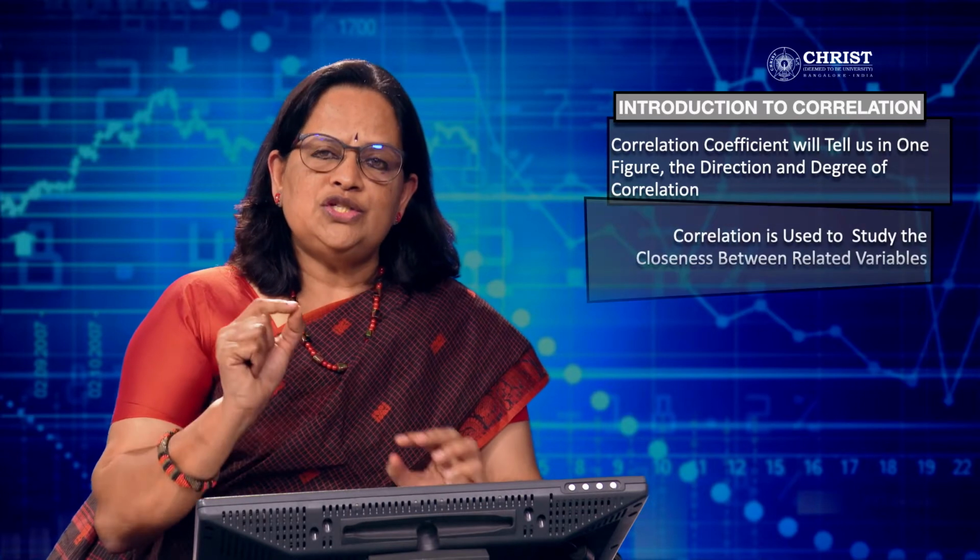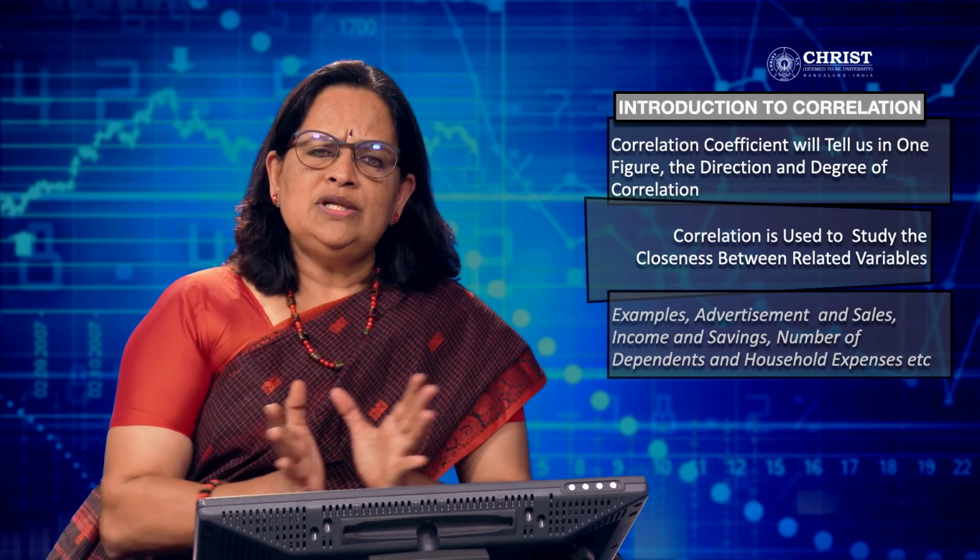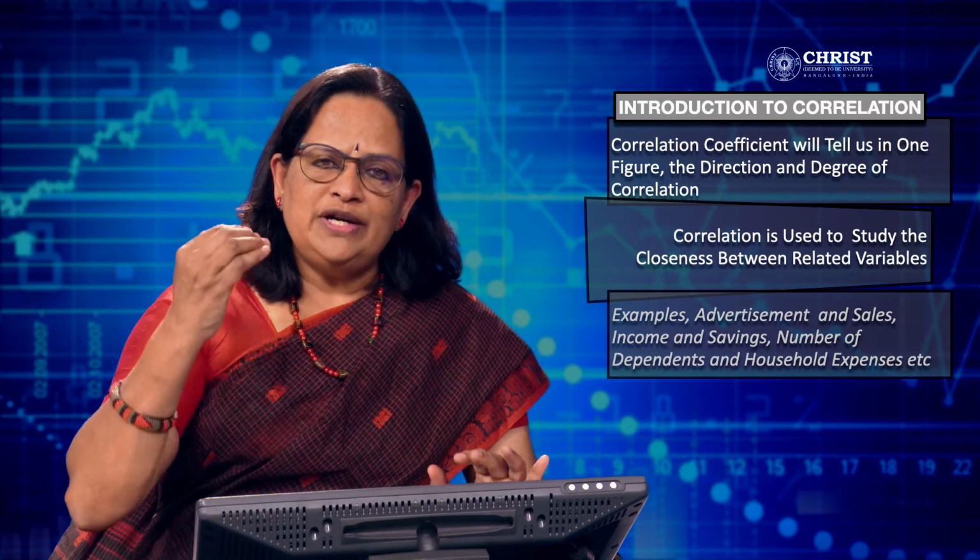Now, correlation is used to study the closeness between related variables. The examples are advertisement and sales, income and savings, number of dependents and household expenses. These are all related variables. Now, if you see the definition for correlation, A.M. Tuttle has defined it as: an analysis of the relationship of two or more variables is usually called correlation. So always remember that two variables will be there to measure the correlation.